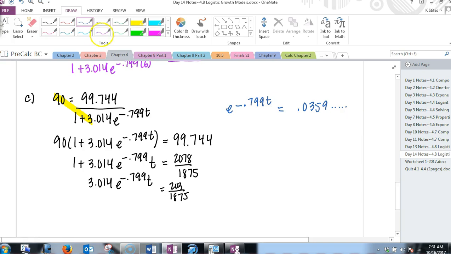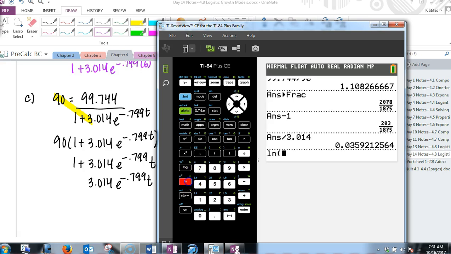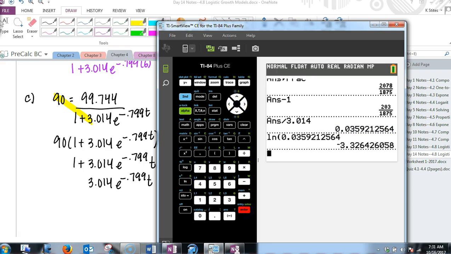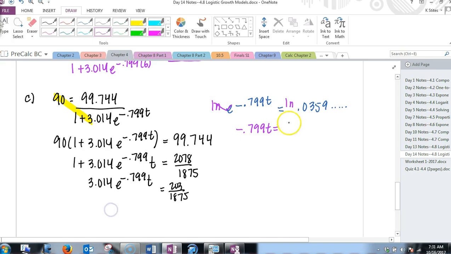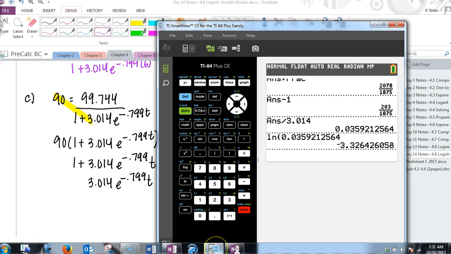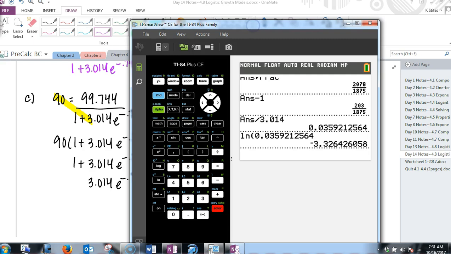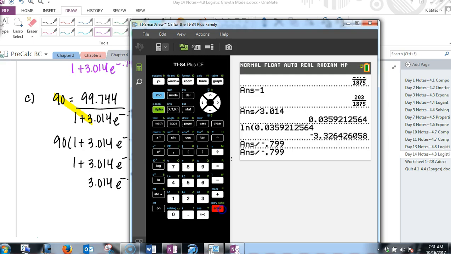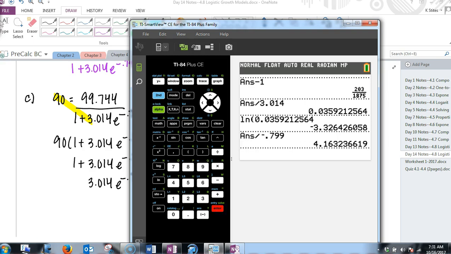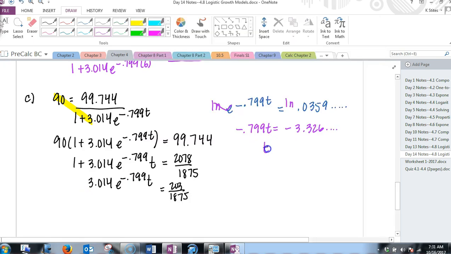Okay. And then I am natural logging both sides. Natural log that guy. And it's negative 3.326 dot dot dot. And finally dividing by the negative 7.99, or negative 0.799. So about 4.163 years.